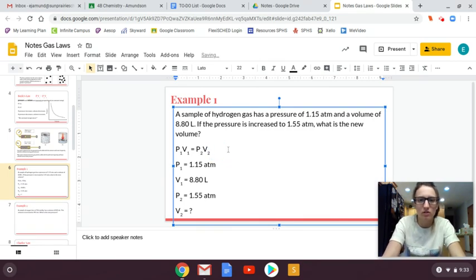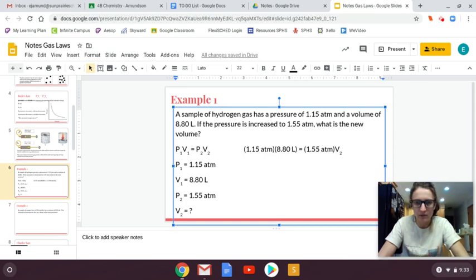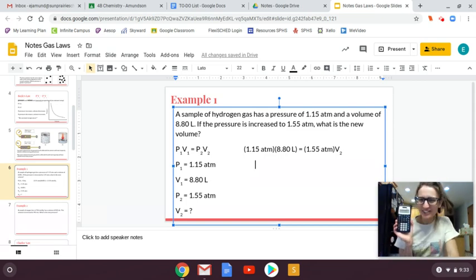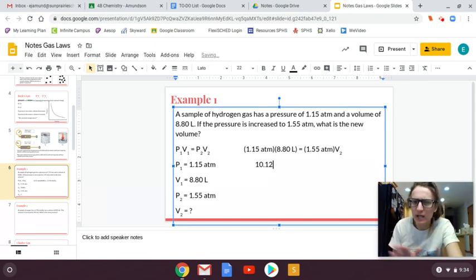So now if we do our work here, I'll plug in P1, 1.15 atm times V1, 8.80 liters, is equal to P2, which we know, times V2, or if you want to plug in X instead because you're used to seeing it as X, go right ahead, okay? So I'll take this first one step by step so you can see every step. On the left side, we have 1.15 times 8.80. If you have your calculator with you, you can follow along with me. That is 10.12. Again, wait till the very end to round if you are doing it step by step.